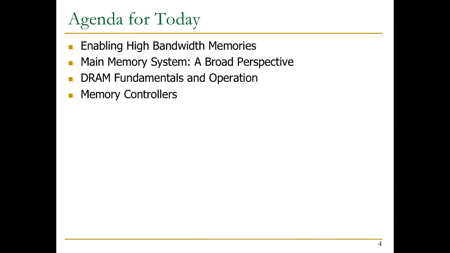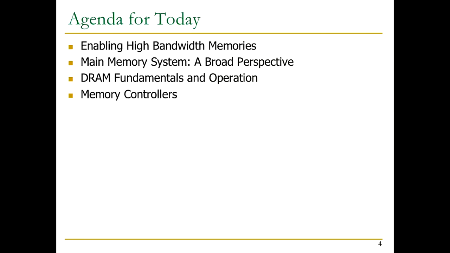I promised that we would start multi-core issues in caching, but I will defer that to the future, because multi-core issues in memory and caching are best covered later on, in my opinion. And I think it's good for you to get a broad overview of the main memory system before we cover the resource sharing, quality of service type of issues. First I'll give you a broad perspective, some of the issues, some of which you've seen before, but some of which you have not seen. And then we'll talk about DRAM fundamentals and operation and memory controllers. Does that sound good? Okay, it's an aggressive agenda, so we'll see how much of it we'll cover.